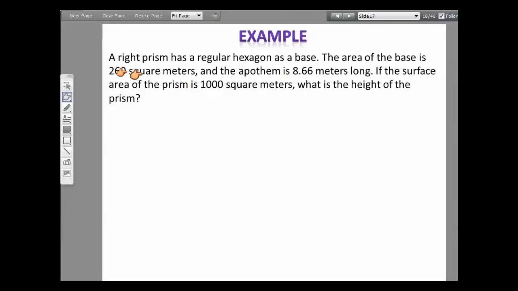They tell me the area of the base, and they tell me the surface area of the prism, and they want me to find the height. So I'm still going to be using a formula for finding the surface area, except there's a new variable I'm looking for, and it's going to be the height.